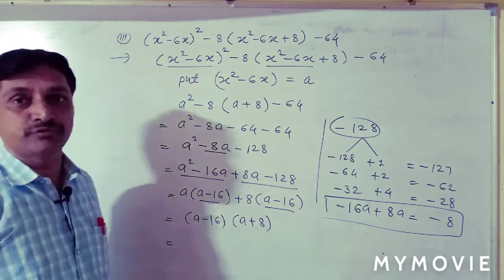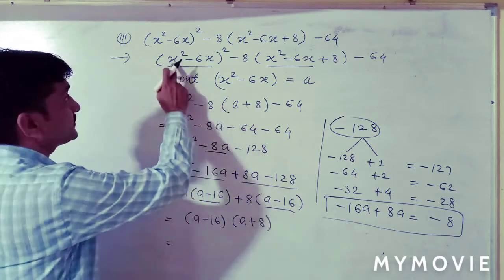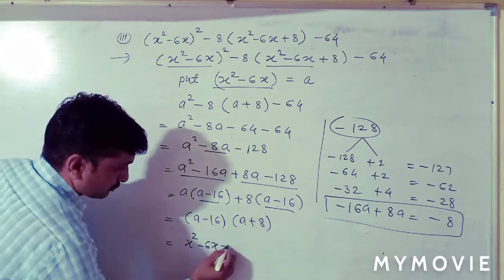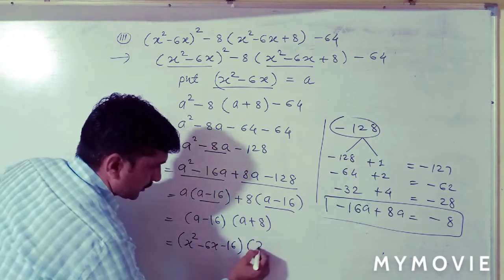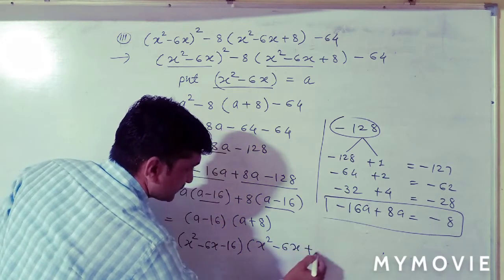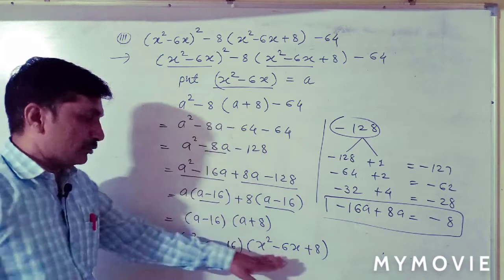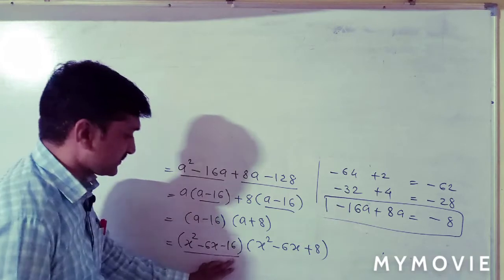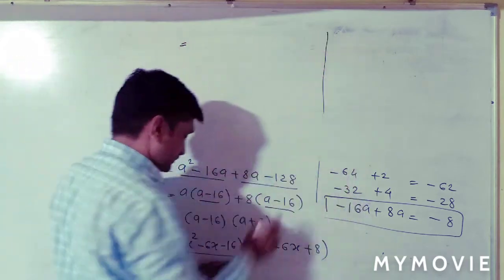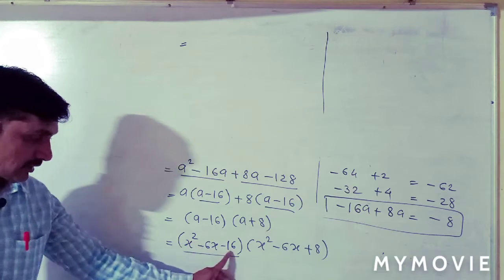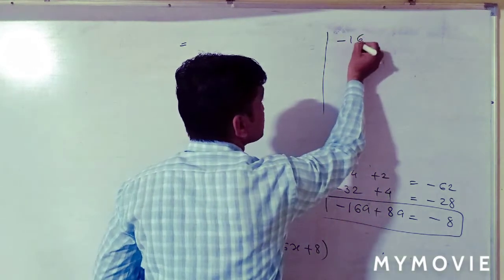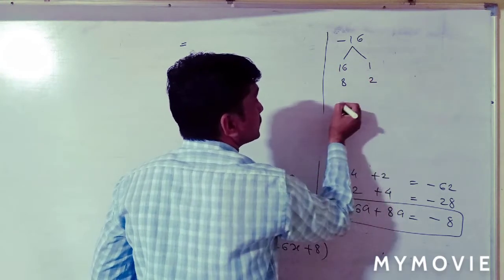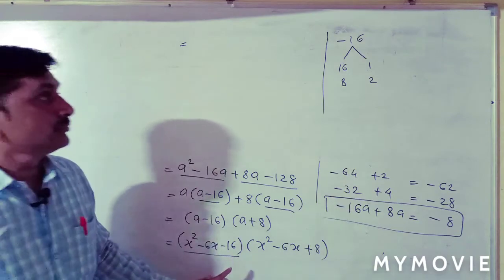Now resubstitute, because we want the answer in variable x. Therefore, resubstituting, here again x square minus 6x minus 16, x square minus 6x plus 8. We have to factorize here again. Now the first bracket is x square minus 6x minus 16. We want factors of this. Here the first term is x, the last is minus 16. Therefore, factors of minus 16: 16 ones are 16, 8 twos are 16, okay? 4 fours are 16.